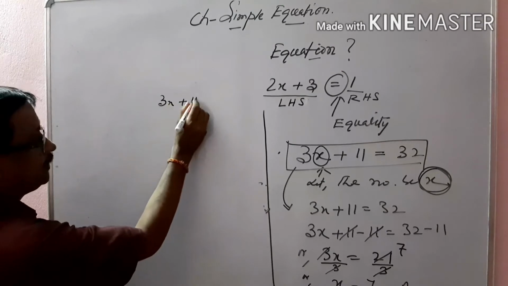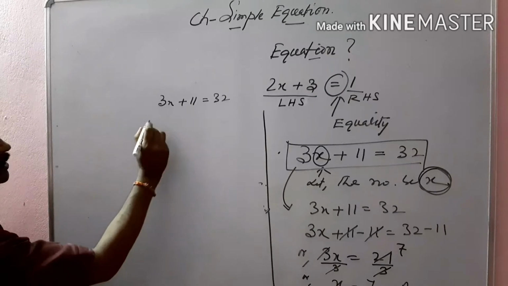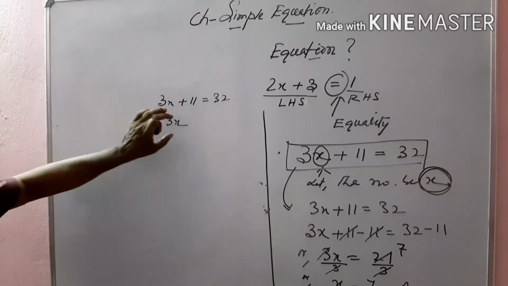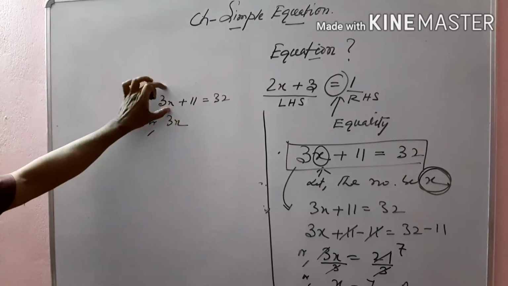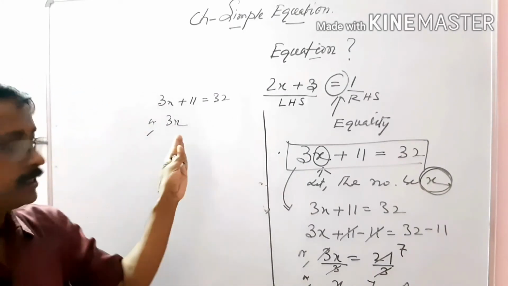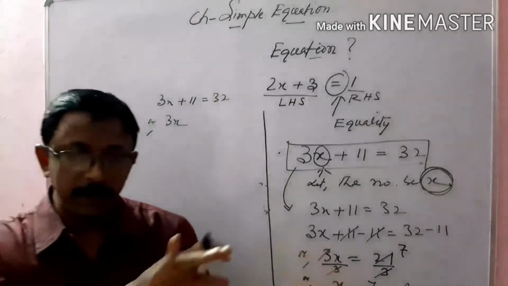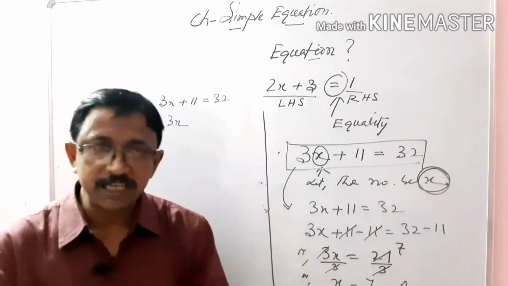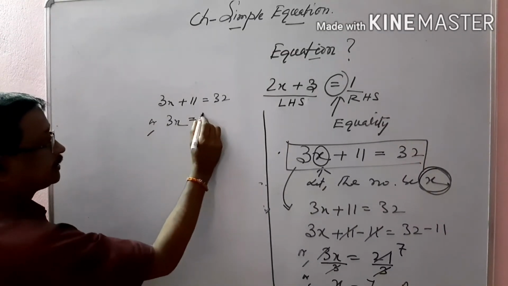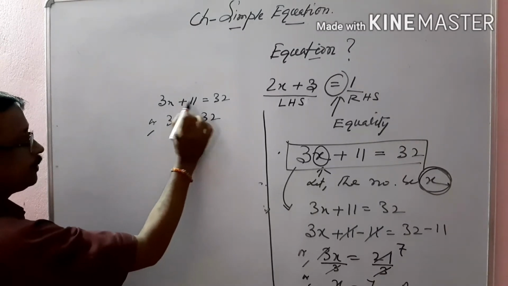3x plus 11 equal to 32. The same one I have written again. So we can keep the variable on the left hand side. Whatever unknown variable is there, always keep that on the left hand side, and whatever constant numbers are there, take them to the right hand side. Once you take a number from left to right, this is known as transpose. How do you do it? By changing its sign. Say 11 on the left side, once you change the side, plus 11 will be minus 11.